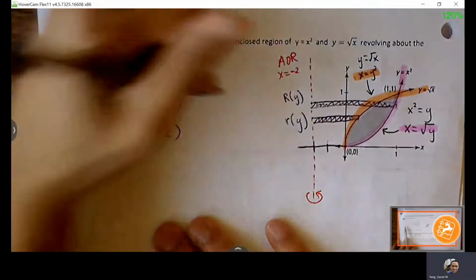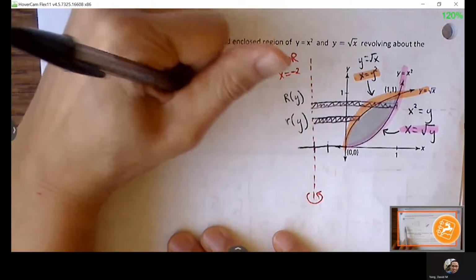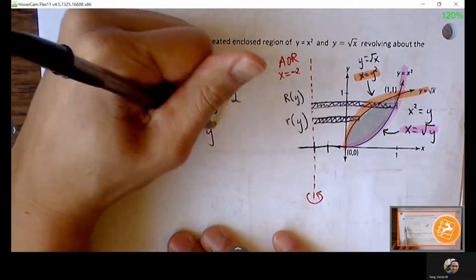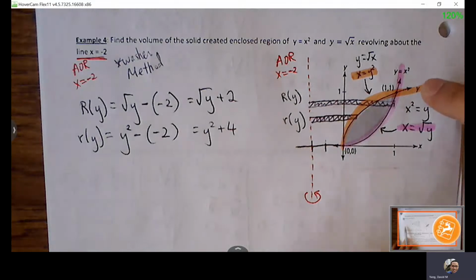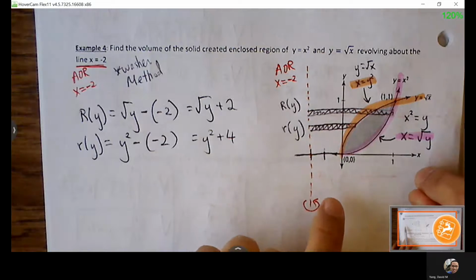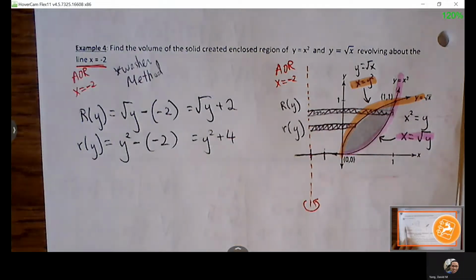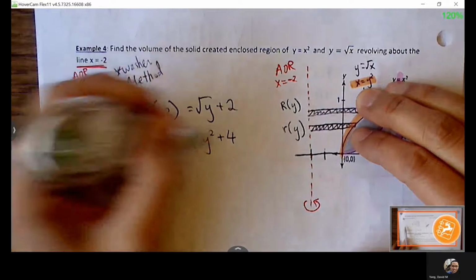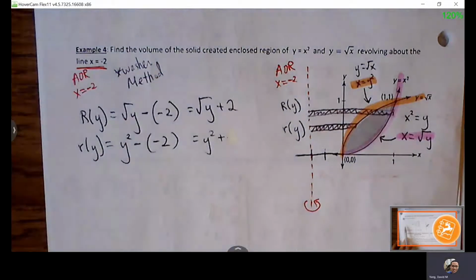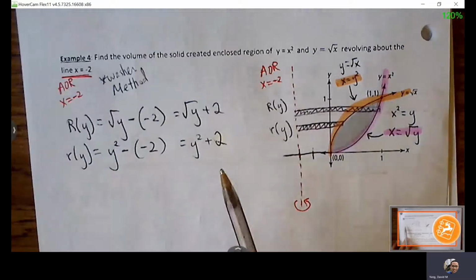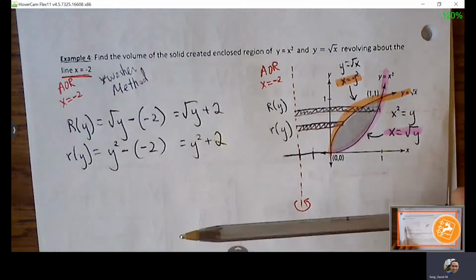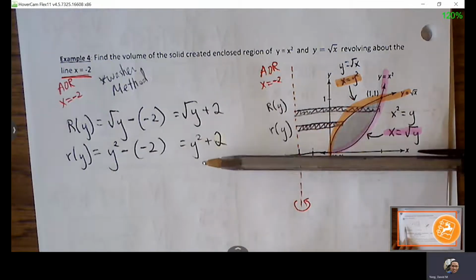All right, let's do our cleanup. All right, what are the bounds going to be? Oh, sorry, 2. Sorry about that. Okay, y squared plus 2. Okay, so where are the bounds going to be here? 0 to 1. Okay, so we're talking about the y value, right?